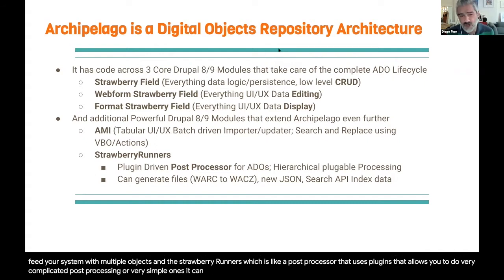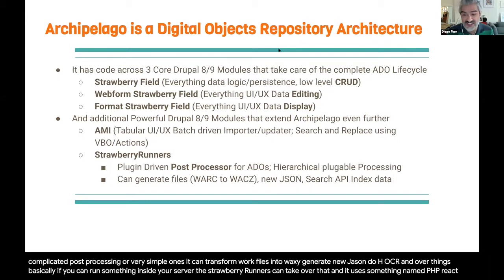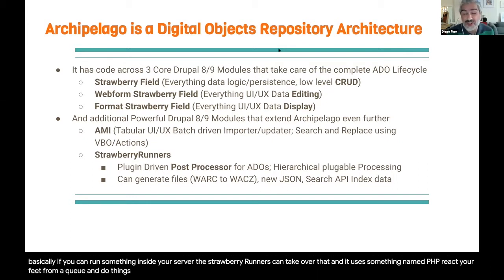It can transform WARC files into WAXI, generate new JSON, do HOCR, and other things. Basically, if you can run something inside your server, the Strawberry Runners can take over that, and it uses something named PHP React, which is like a real-time PHP, to feed from a queue and do things when the system is idle or not very busy. And it's invisible to you, but the results of that are, of course, visible.